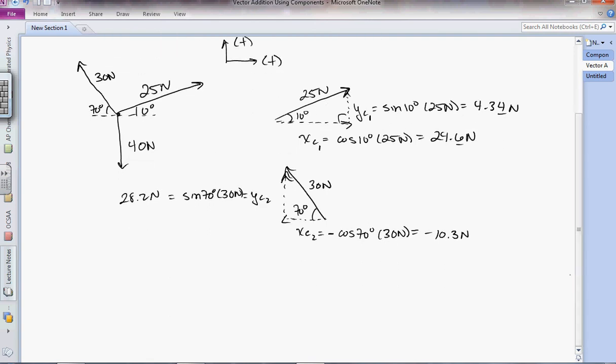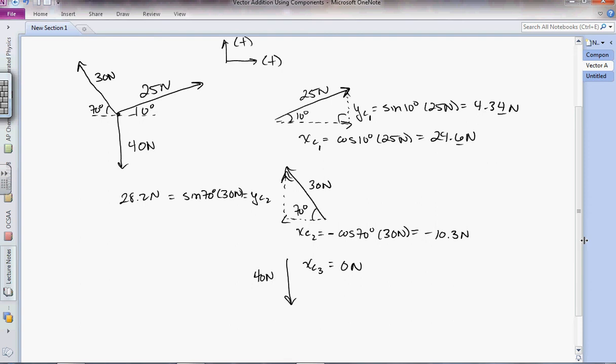And then our last vector that we have is the 40 Newton vector going down. And because this is all in the vertical direction, it's all along the y-axis, we can say essentially that this x component will be equal to 0 newtons. It doesn't project along the x-axis at all.